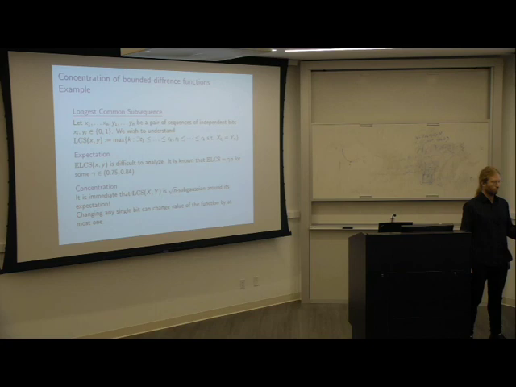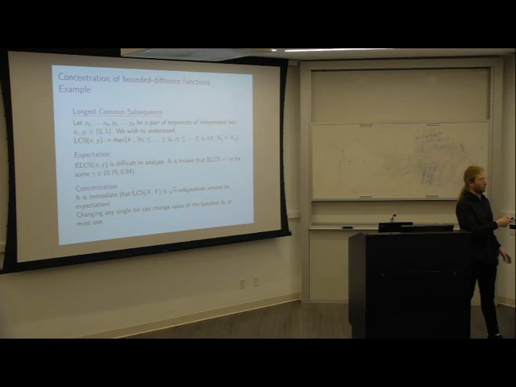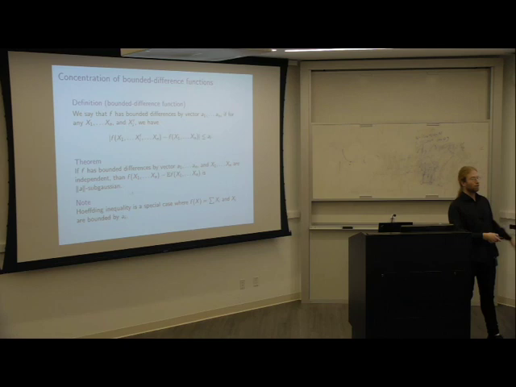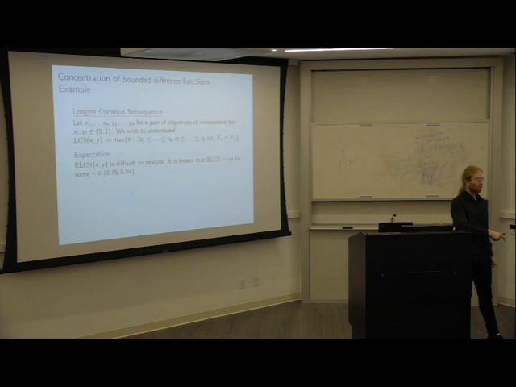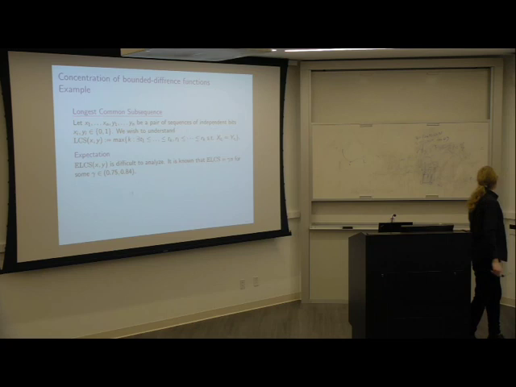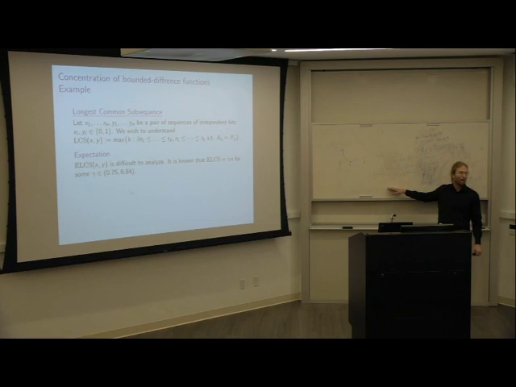And the reason for this is very simple. If I only flip a single variable here, I can change the length of the longest common subsequence by at most one. I just check this property and I see that my function f is a bounded difference function. I can deduce readily from this theorem that the longest common subsequence is square root n sub-Gaussian around its expectation. So again, the expectation of it is as large as n, but I have an extremely strong concentration around this expectation on a scale square root n.